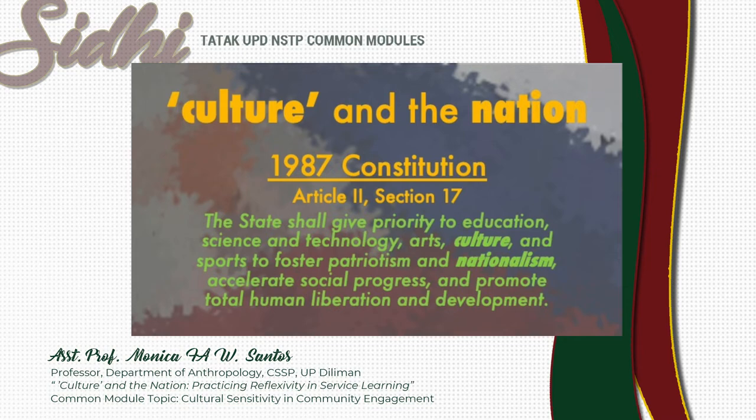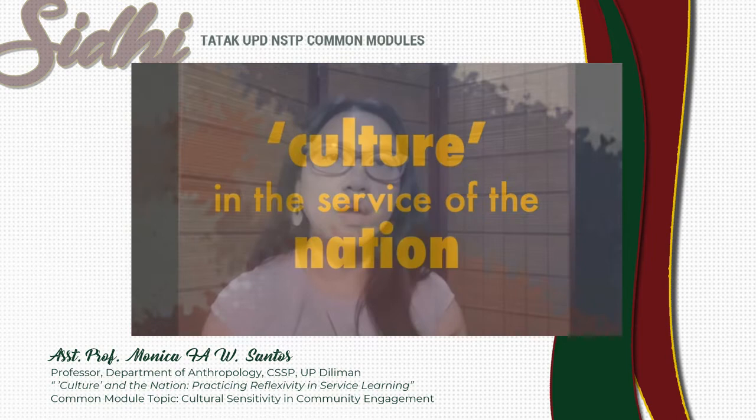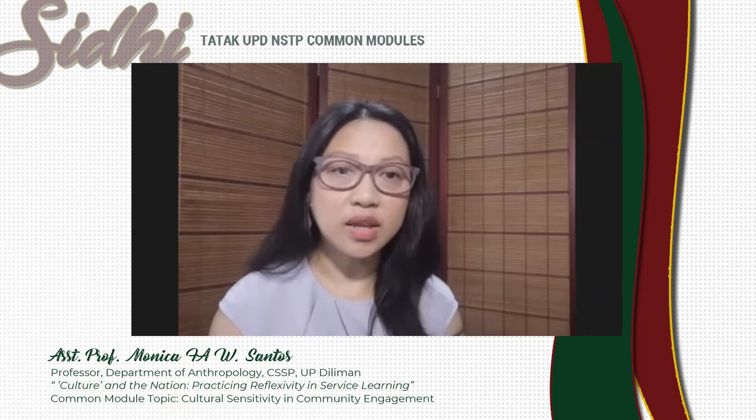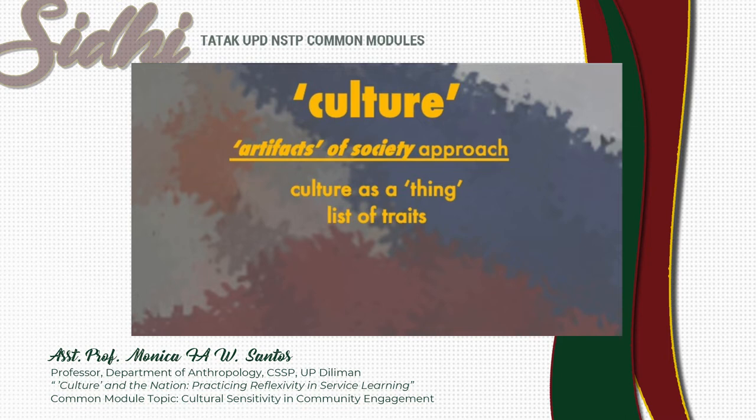Here, we see culture used as an instrument towards the project of nationalism. But what is culture? Common understandings of this term, including its deployment in our own constitution, focus on what Laster calls artifacts of society, as if culture and what constitutes it is a thing or a set of things that we can identify and list down and check if these are things that we practice and believe in.